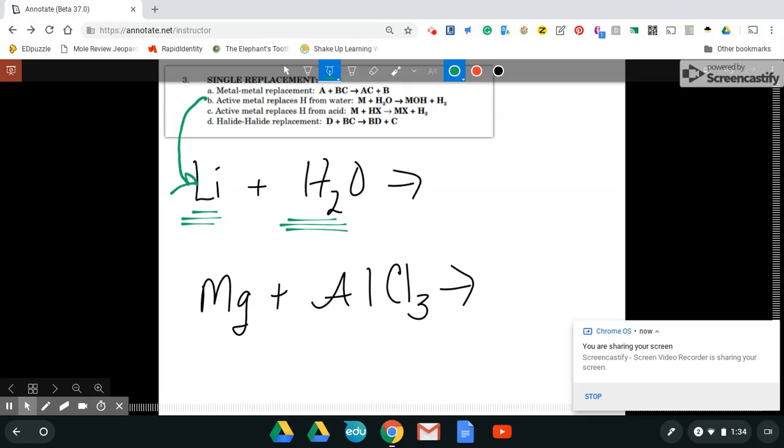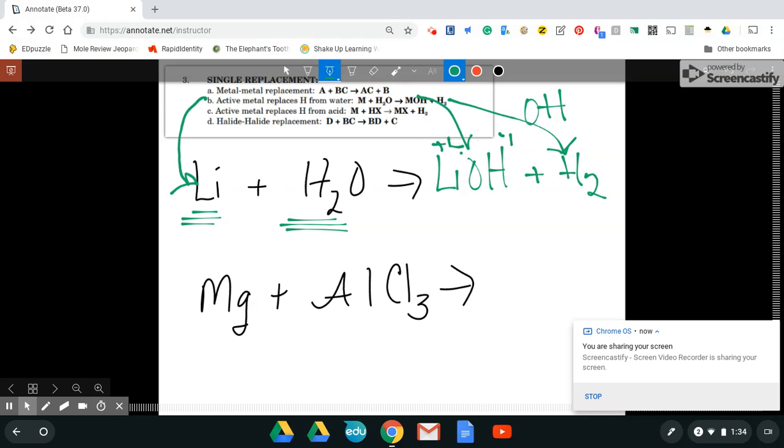If an active metal replaces the hydrogen for water, you're going to get a metal hydroxide. So remember, hydroxides end in OH. So lithium hydroxide, this is a +1, this is a -1. That's why I don't have to have subscripts. And then I'm going to get a hydrogen gas. All right. So right here, that's where that comes from. This is where this comes from.